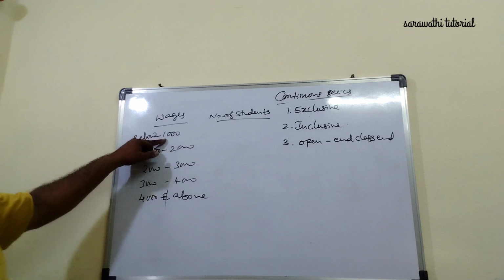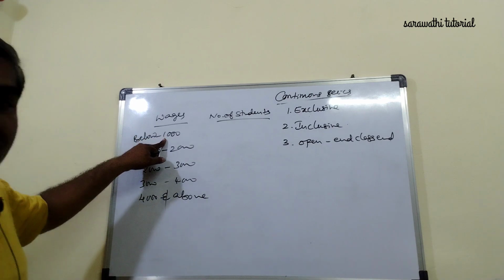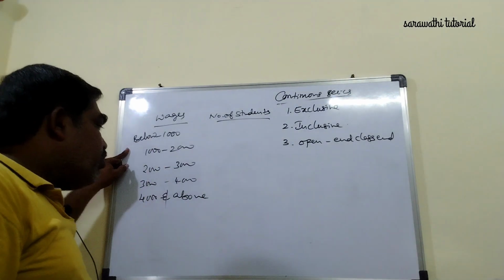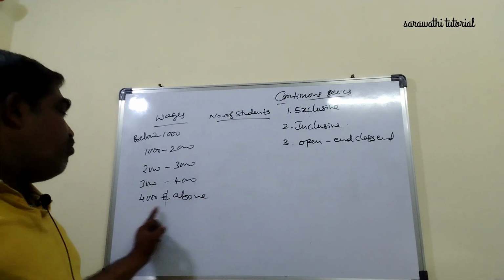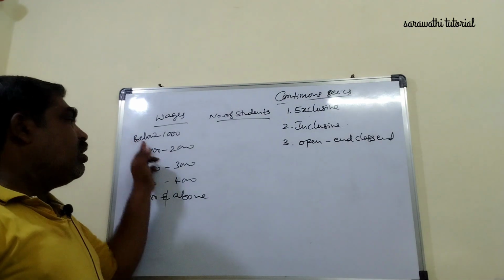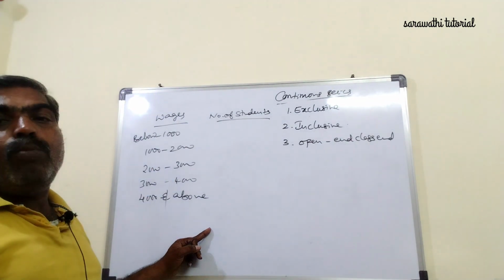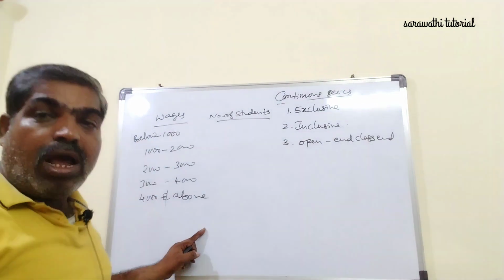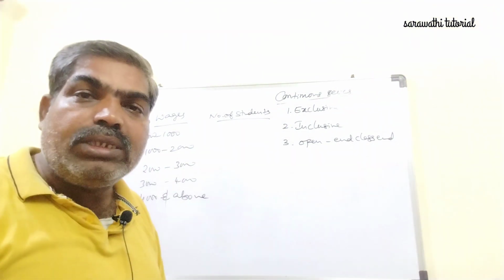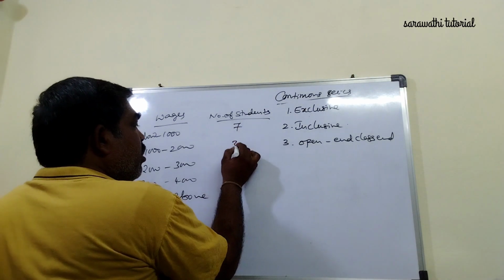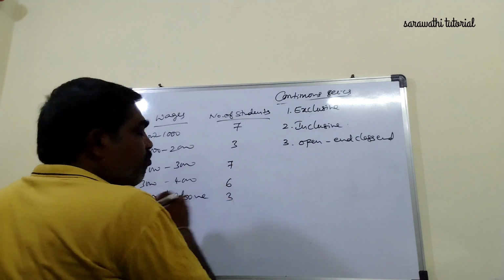We don't know about below 1000, whether it started from 500 or from 400. We don't know this below and we don't know this above. 4000 and above could be up to 10,000 or up to 20,000, whatever it is, it comes under open end. We don't know the lower limit of the first class interval and the upper limit of the last class interval. For that reason, it is called the open end class method.